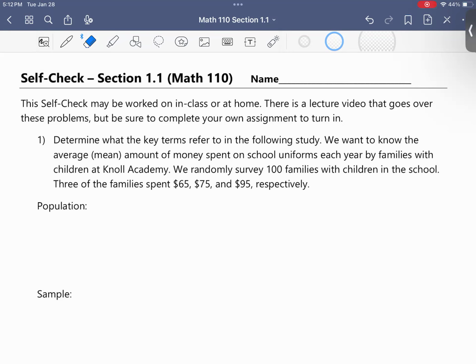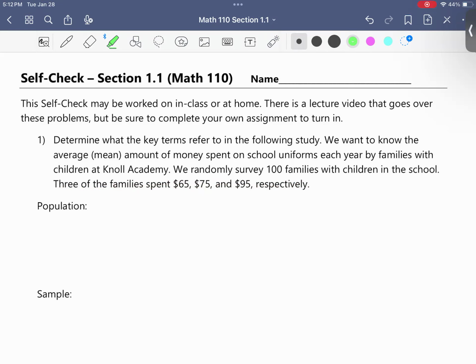We want to know the average mean amount of money spent on school uniforms each year by families with children at Knoll Academy. We randomly survey 100 families with children in the school, and three families spent $65, $75, and $95 respectively. So let's go ahead and highlight a couple of key things we see in this question.